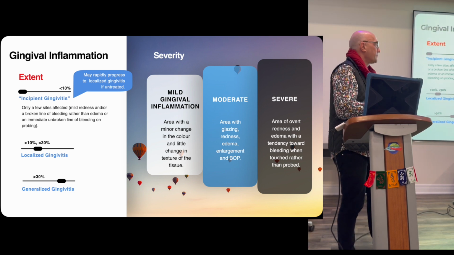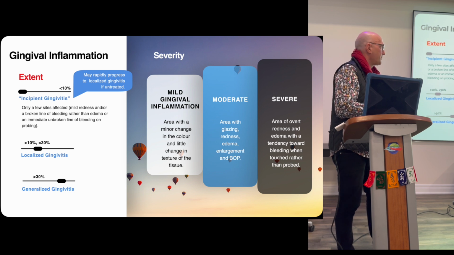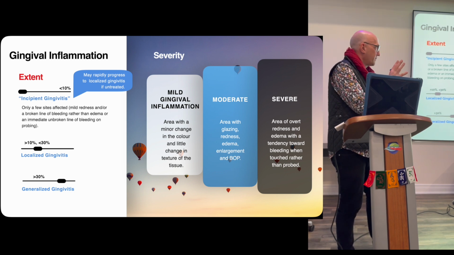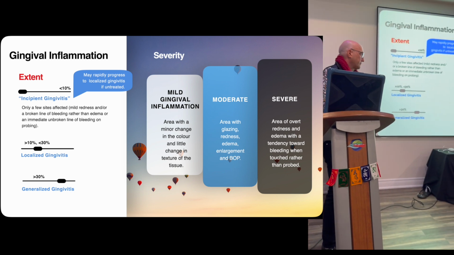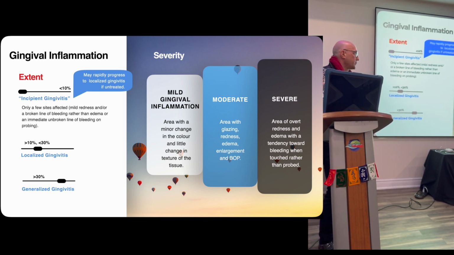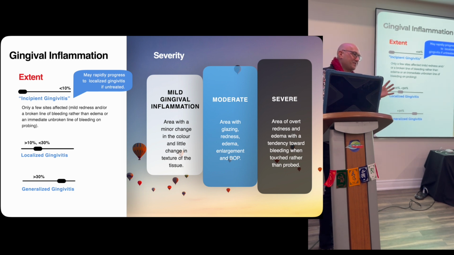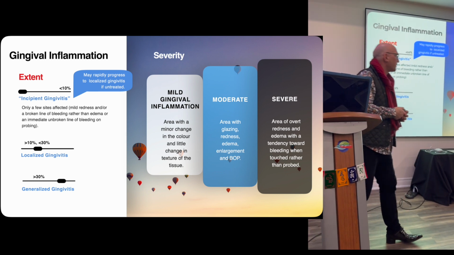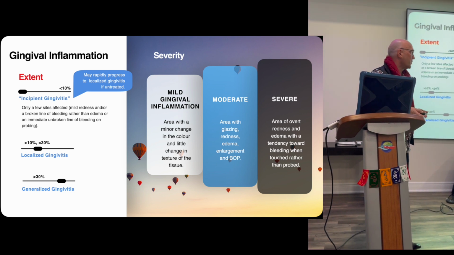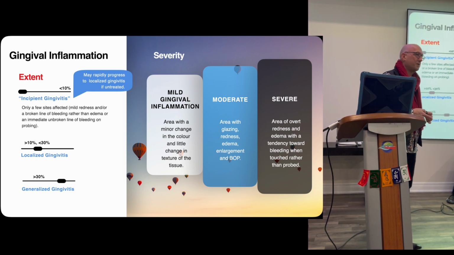And we have severity. It's mild, moderate, or severe. For this, they really don't have a way of measuring it, but they have a way of describing. So mild is a minor change in the color and little change in the texture of the tissue. Moderate, we have glazing, which I love that word, that the tissue is glazed, right? It's red, it's edematous, it's enlarged, and there's bleeding on probing. You think about some of your teenage patients that are more susceptible to that, which is a combination of things. And severe, areas of overt redness and edema with a tendency towards bleeding when touched rather than probed.